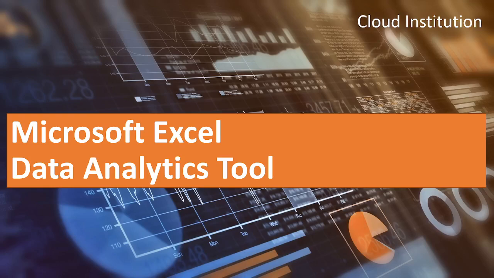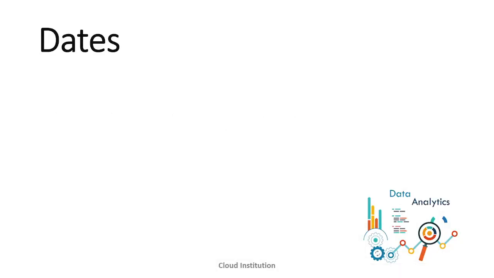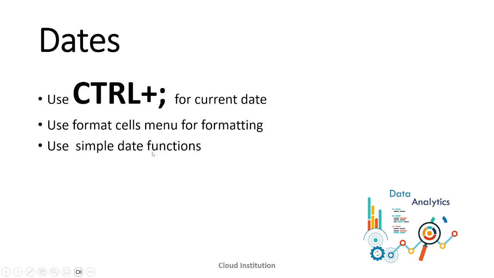We are doing Microsoft Excel and now we are going to look at dates. As you know, dates are a very important part of any data set and we can quickly use Control plus semicolon for the current date. We can use the format cells option in the menu for formatting the dates. We'll see that. And then we can use simple date functions.